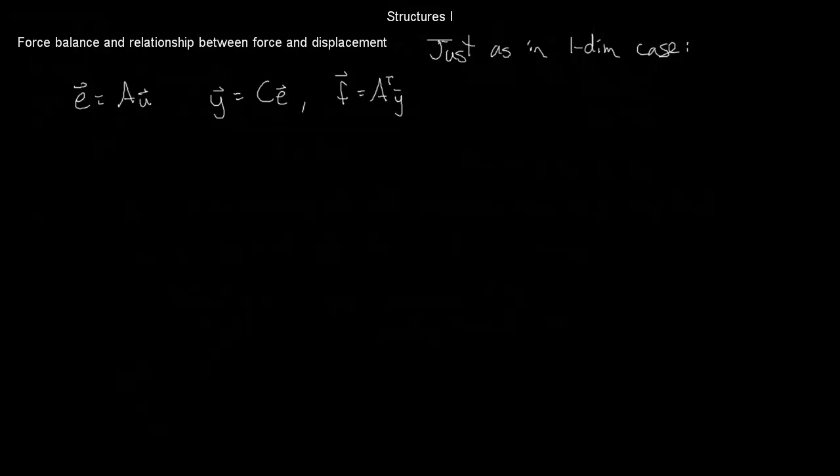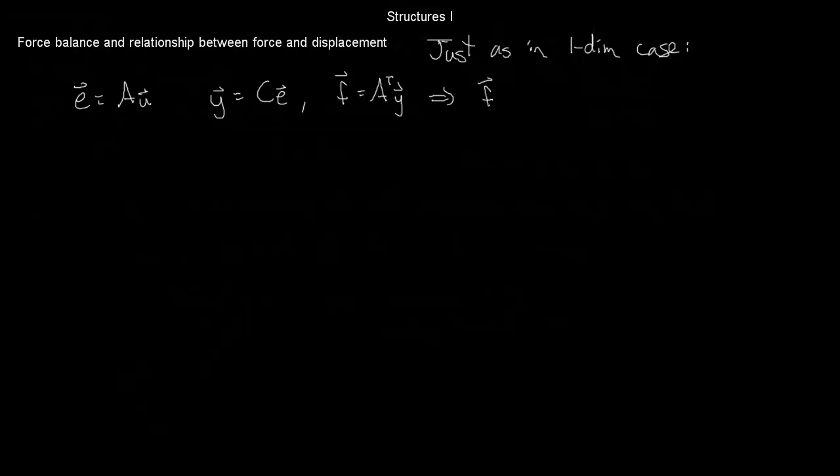So I'm going to elide some details on the force balance, but it's going to turn out, if you run through the calculation, that just like in the one-dimensional case, the external force and the internal force are related exactly by the transpose of the matrix that we already wrote down, A. So we end up with E equals AU, Y equals CE, and F equals A transpose Y, which is really just fortunate as heck.